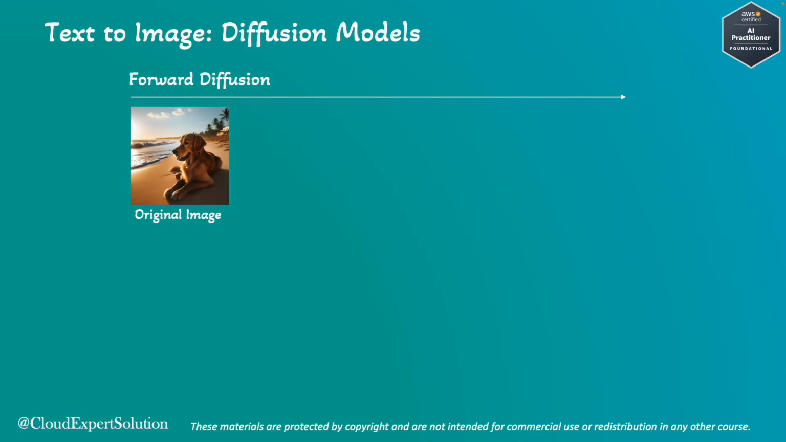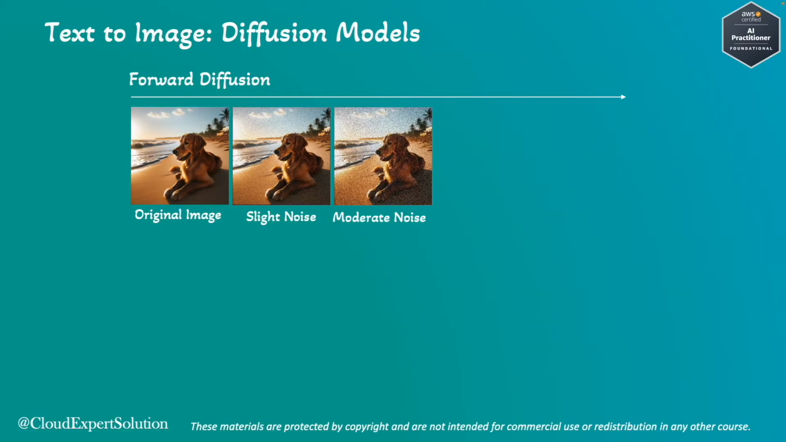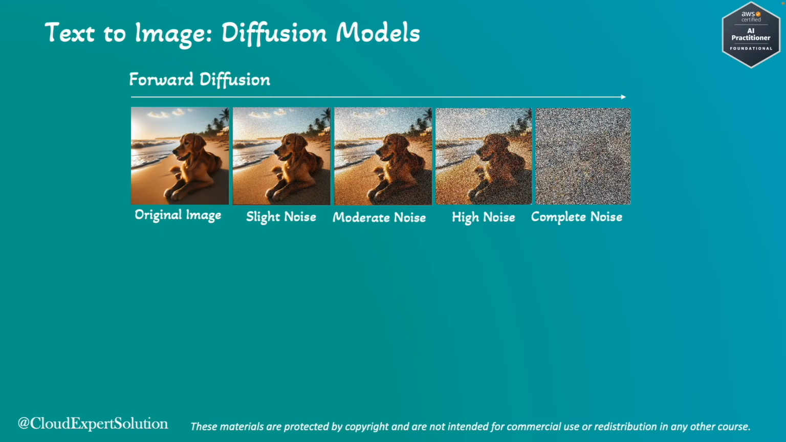There are two steps. First, forward diffusion. In the forward diffusion process, the system gradually adds random noise to the image in multiple steps until it becomes completely noisy and unrecognizable. So here we have the original image. The system will add a little bit of noise, slight noise, some more noise to a moderate state, then high noise, and finally it is completely noisy and we won't be able to understand that image. The main purpose of forward diffusion is that it will help the model to learn how images degrade with noise.